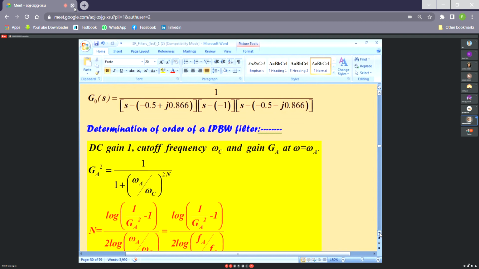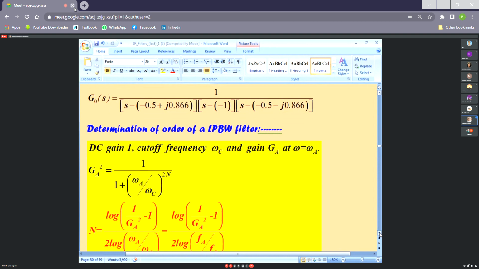Say for a certain low pass Butterworth filter, you have knowledge of the cutoff frequency and the gain at a particular other frequency omega equal to omega A. So these are the things that are known perhaps. Then from this information, how can you obtain the order of the filter?